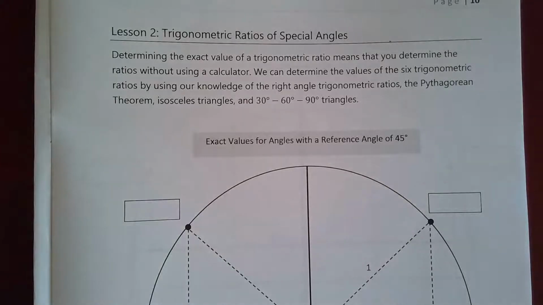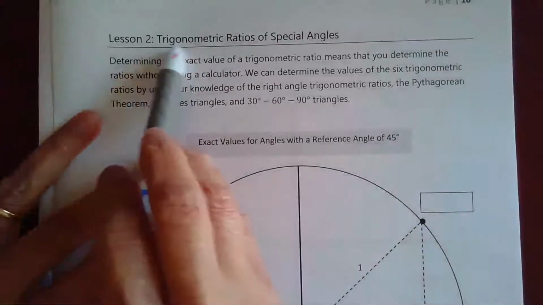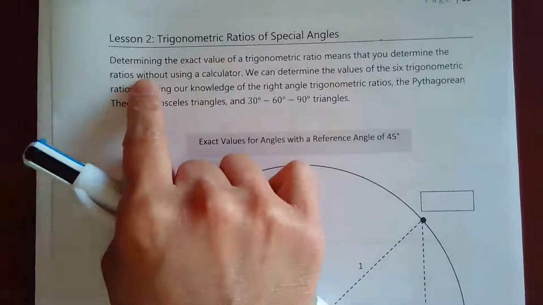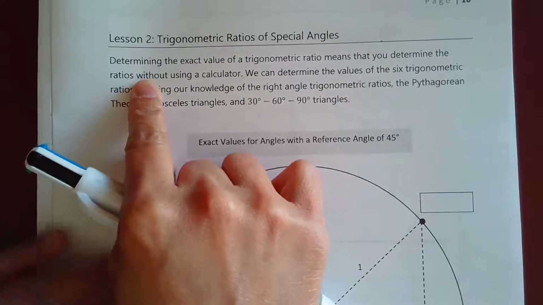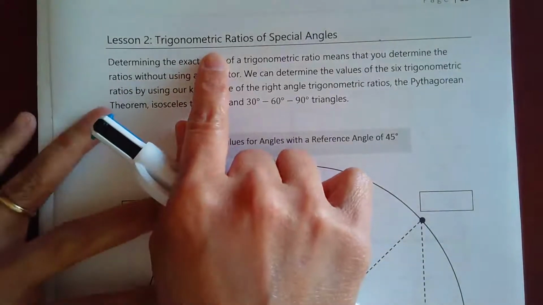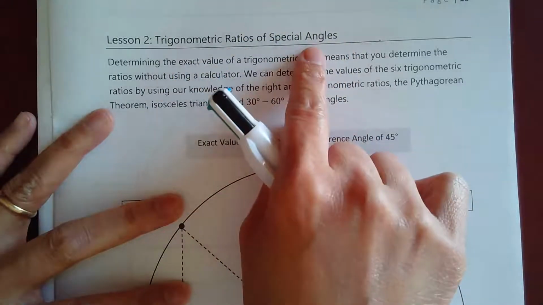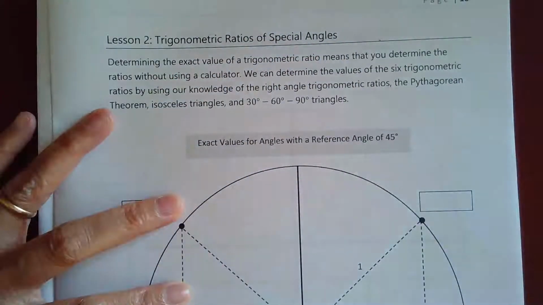Today we're going to continue on chapter 3, and we are now on lesson number 2, trigonometric ratios for special angles. When we talk about trigonometric ratios from last lesson, we said that we were looking at trigonometric ratios at different angles, but these ones are special angles, and what makes angles so special? I'll talk about those things.